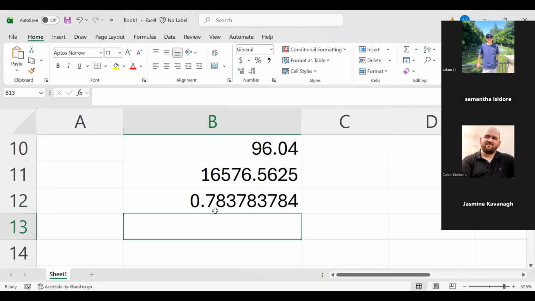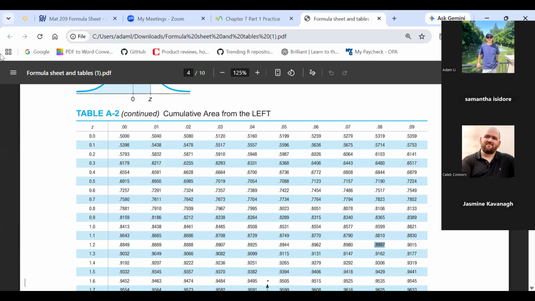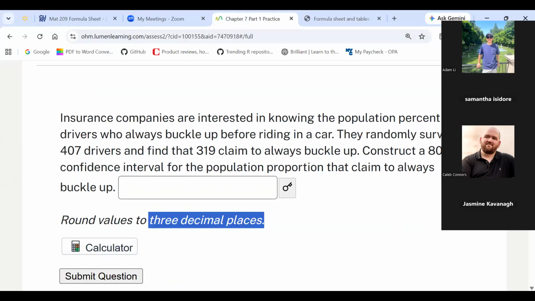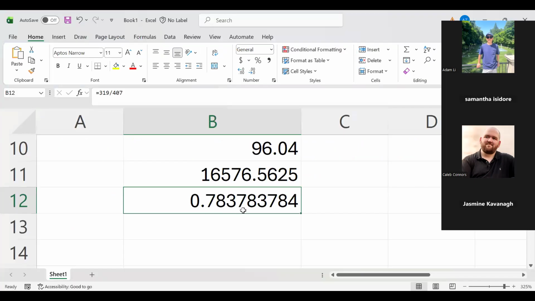I'm going to keep more decimal places this time. Let me see if there's any instruction here on how many decimals we should keep. Not 3 decimal places, but for p-hat, I think we should keep more decimal places in order to keep it accurate. So going back here, take 0.78378, right, at least 5. So I take 0.78378.